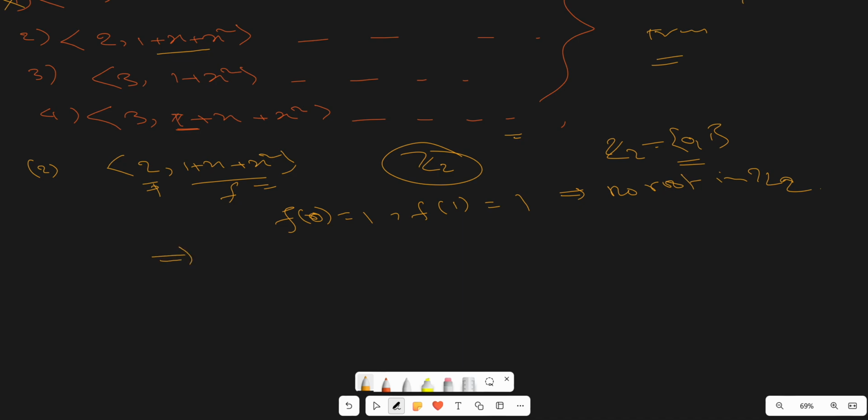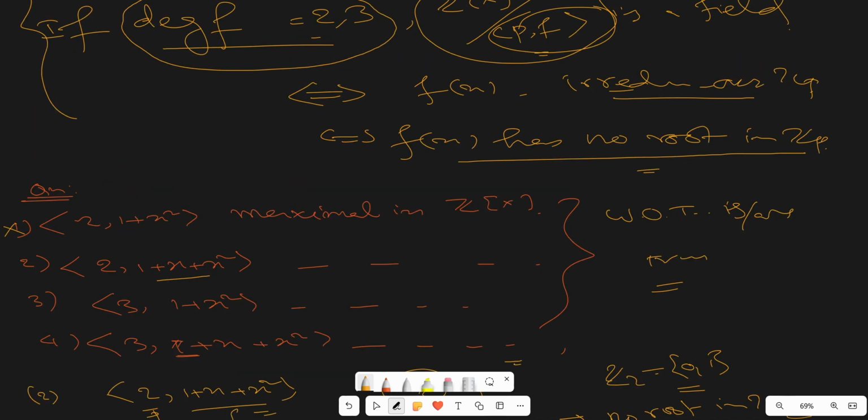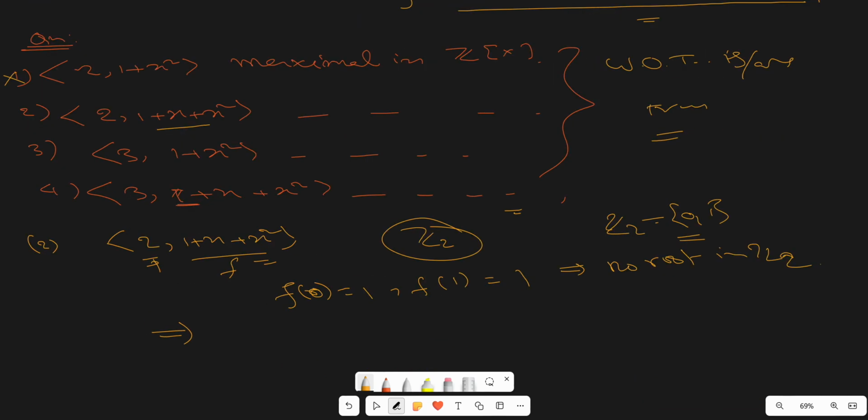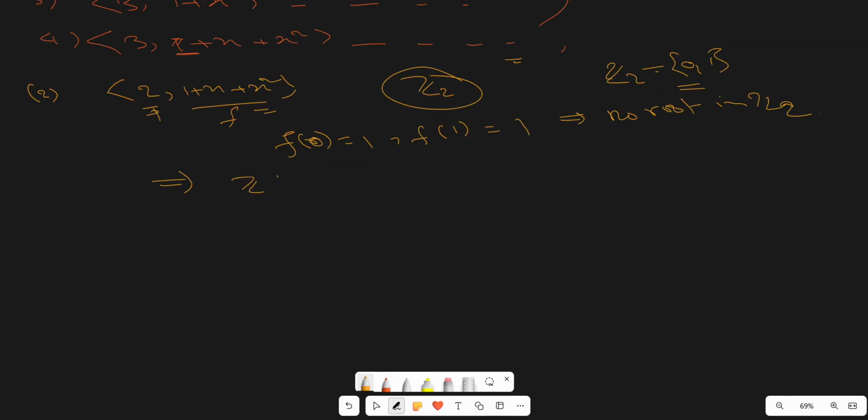So if it has no root in Z2, this means that this is a field. This means that the ideal generated by 2, 1 plus x square is a field. This implies that the ideal generated by 2, 1 plus x square is maximal.